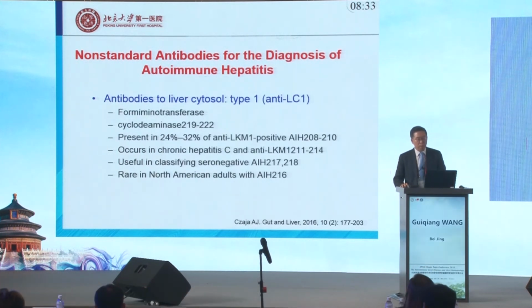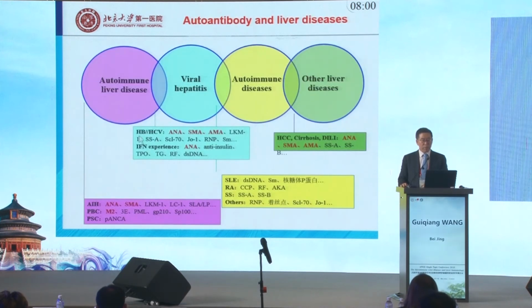We did the type 1 antibody to liver cytosol. These antibodies can be present in 24 to 30% of AH and occur with other hepatitis. This is useful for the classification, but the sensitivity and the specificity are pretty low. In some drug-induced liver disease, you can find this anti-liver cytosol antibody. So this is a summary of the autoantibodies in liver disease. There is much overlap, which makes autoantibodies complicated in the diagnosis of autoimmune hepatitis.